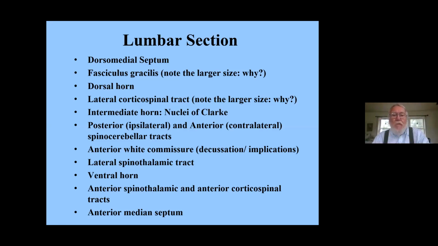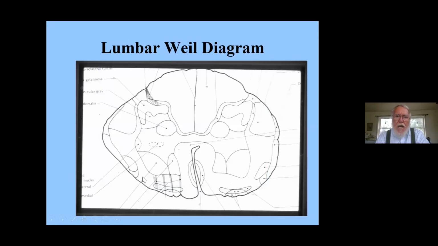Then this is going to be an upper lumbar section because we will see a nucleus of Clarke. So therefore, we're going to see the posterior ipsilateral and anterior contralateral spinocerebellar tracts. We're going to again see the anterior white commissure and talk about the implications of decussation, the lateral spinothalamic tract, the ventral horn, the anterior spinothalamic, and whatever.